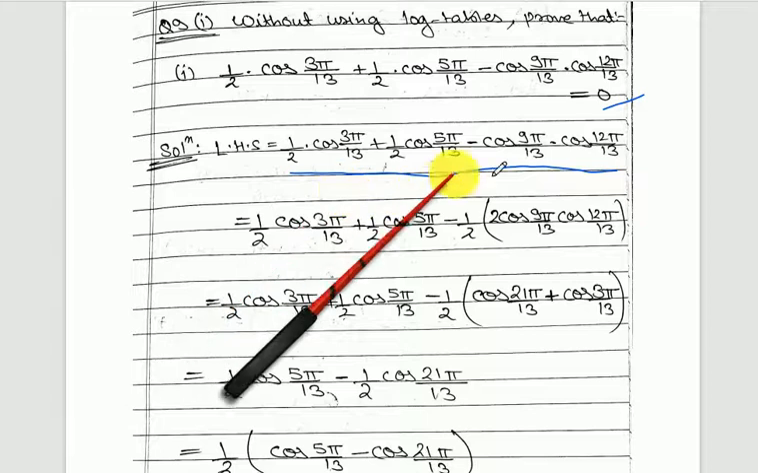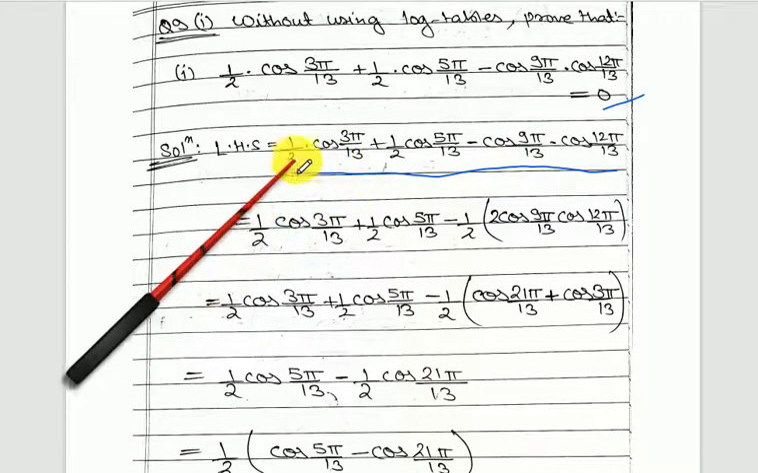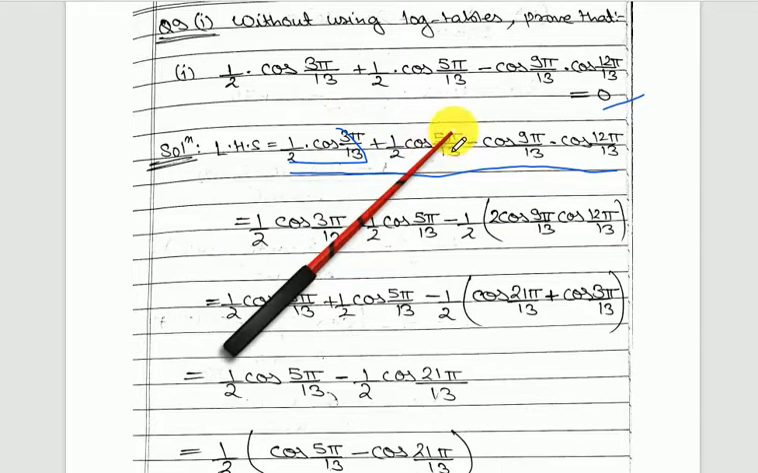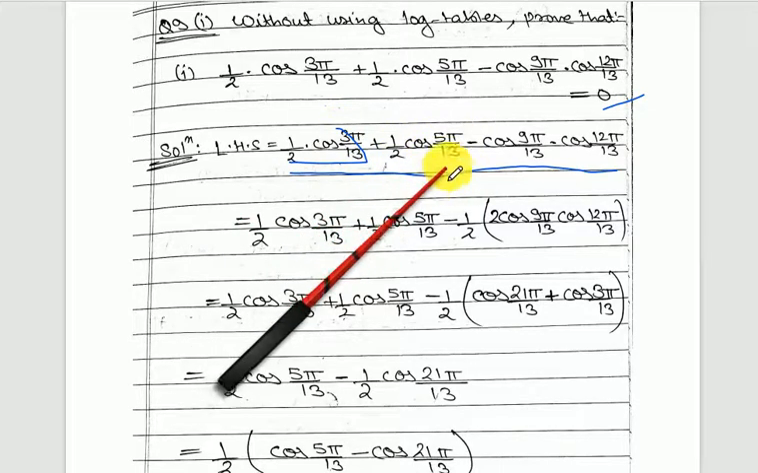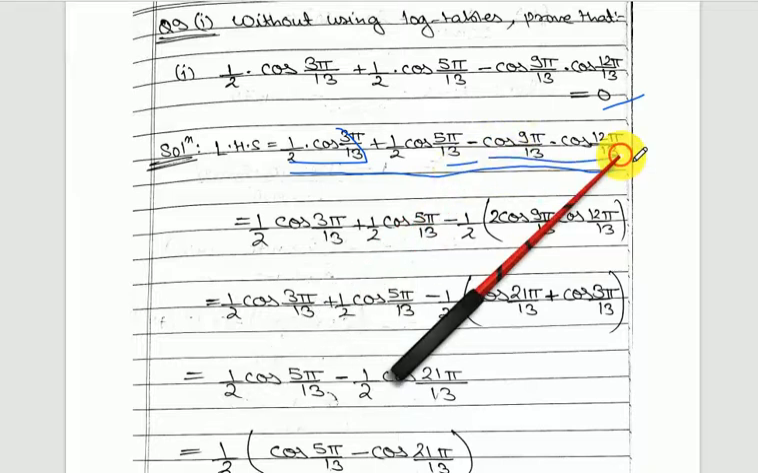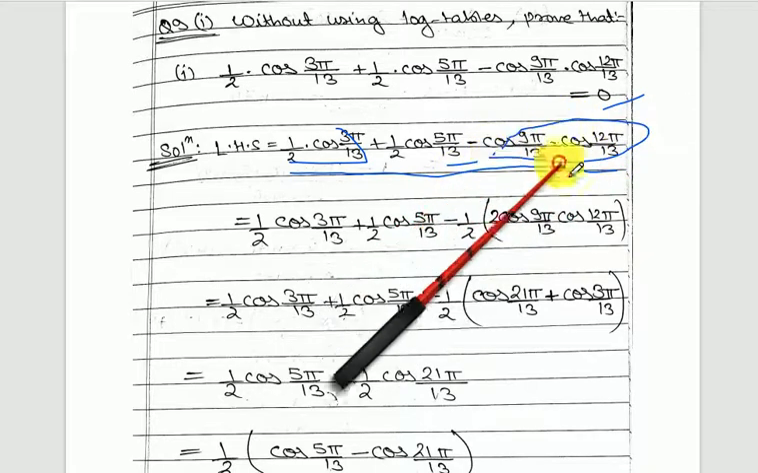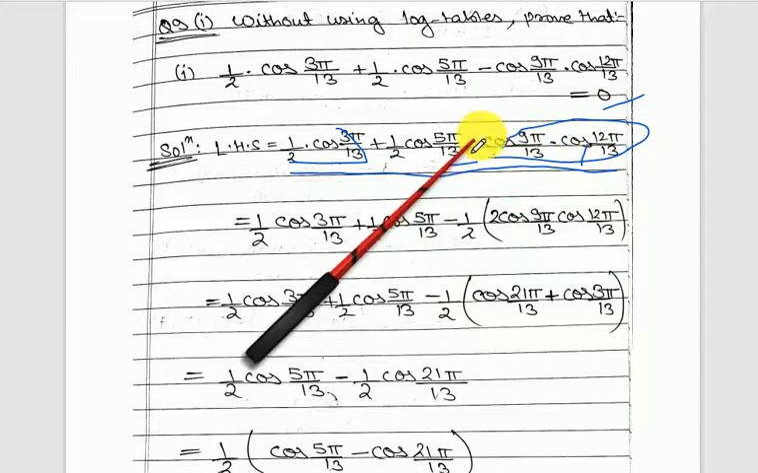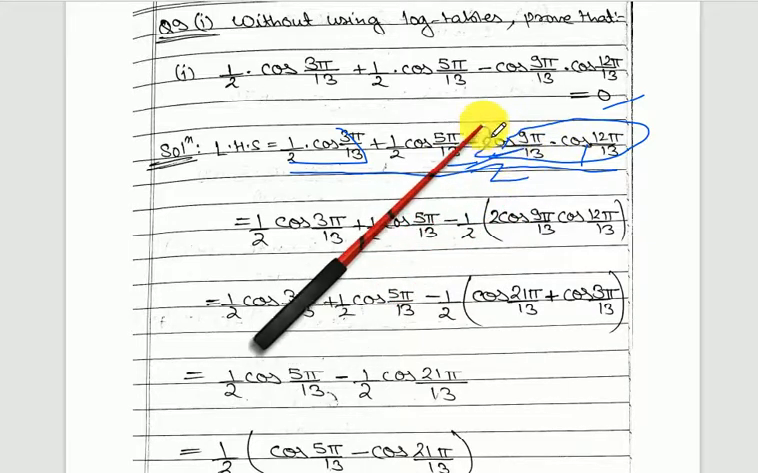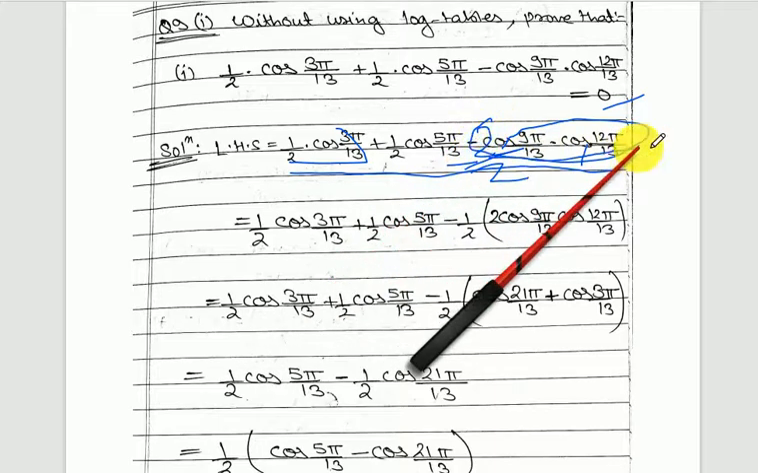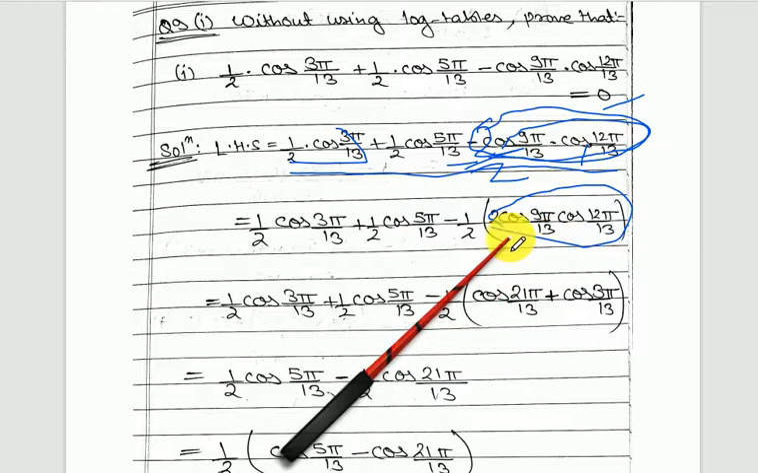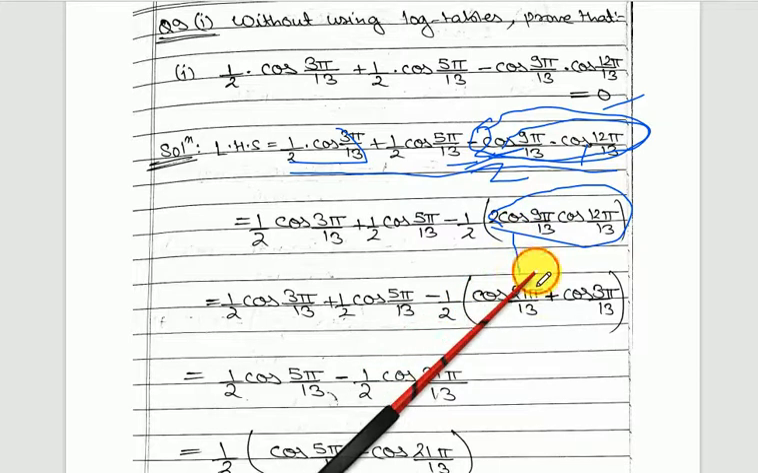Now what we can do is, here half cos 3π upon 13, and here half cos 5π upon 13. And for this you can see it is in product. Here is also cos, here also cos. So what we can do is we can multiply and divide by 2, and then we can use that formula, 2 times cos A into cos B formula for this one. So when we use that formula we will get this.